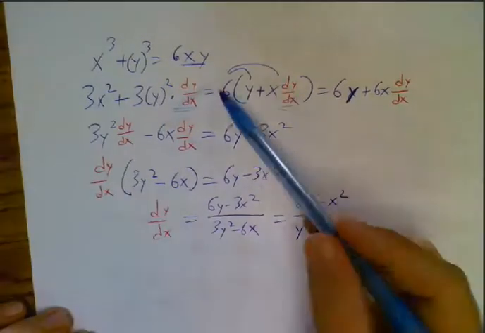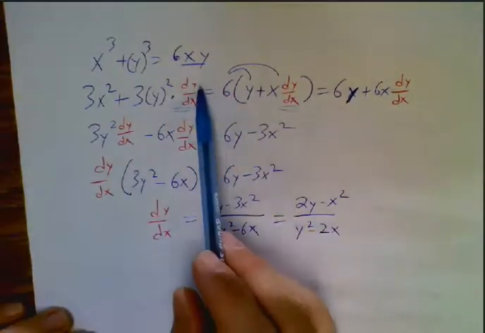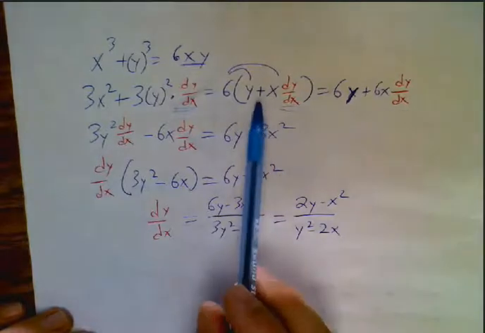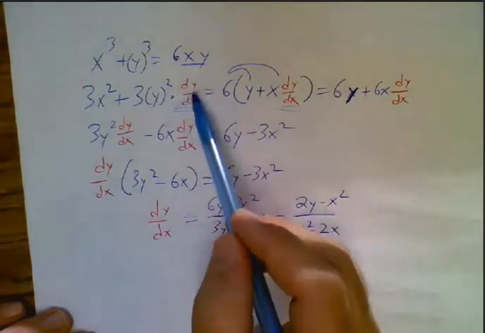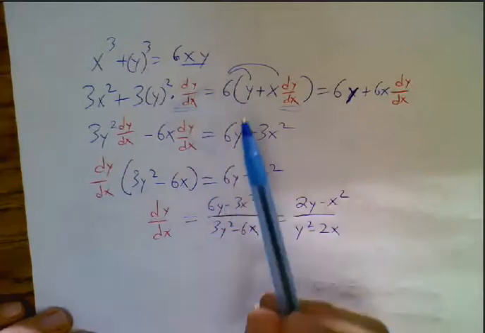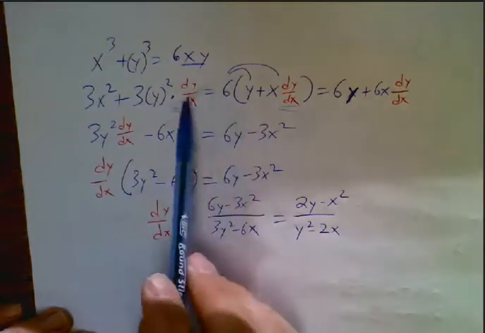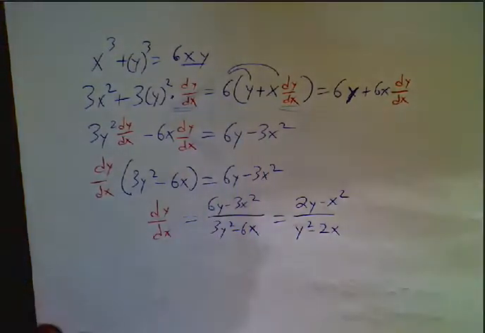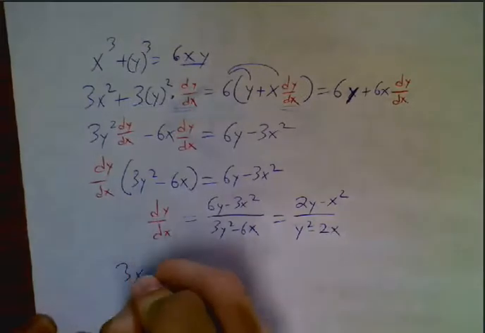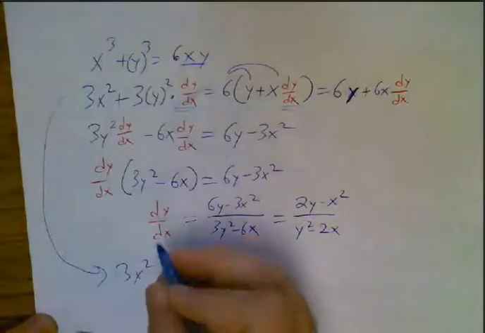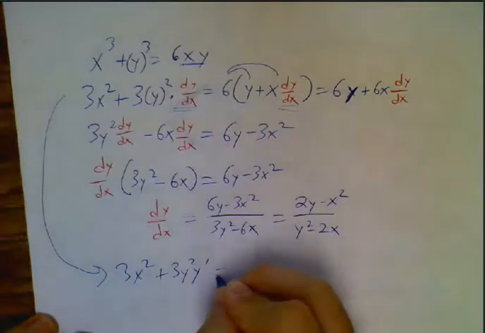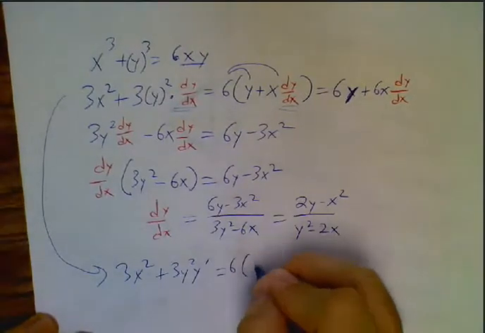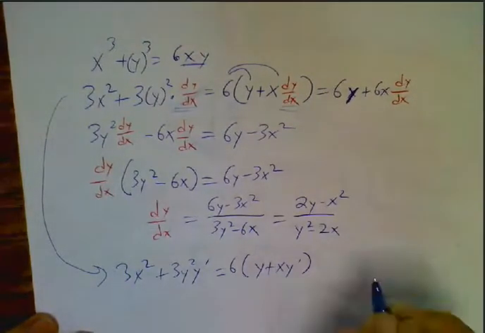Okay, I would recommend, but I'm sure some of you are wondering, oh, Mr. Miller, I don't like writing the dy/dx. I'm not used to that. I would recommend it in the beginning, because you start putting y's with y primes and you start thinking it's a power instead of a prime. But eventually you get comfortable enough, there's really nothing stopping you from doing 3x squared, let's just do this line. 3x squared plus 3y squared y prime equals 6, y plus x y prime, and then solve for y prime.